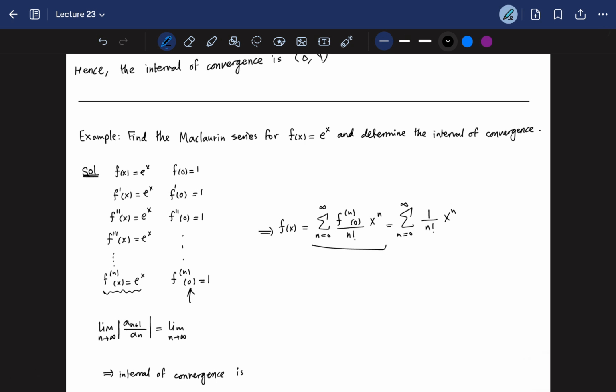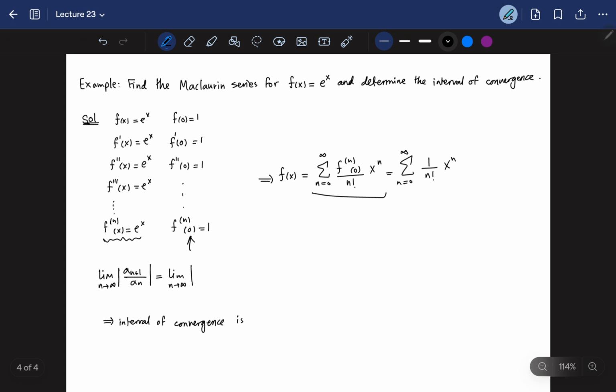If we want to find the interval of convergence, let's take the ratio test by taking the limit. So x to the n plus 1 over n plus 1 factorial multiplied by n factorial over x to the n. If you simplify, you're going to get the absolute value of x times 1 over n plus 1, as n goes to infinity. And this is 0. Now, this is 0 for all values of x, which means that the series converges for all values of x. So the interval of convergence is from negative infinity to infinity.